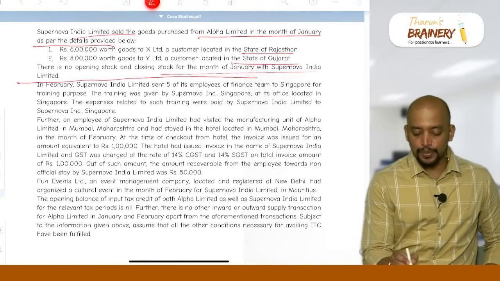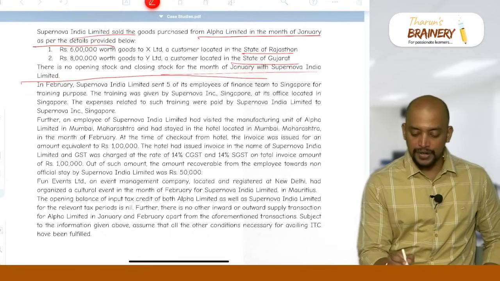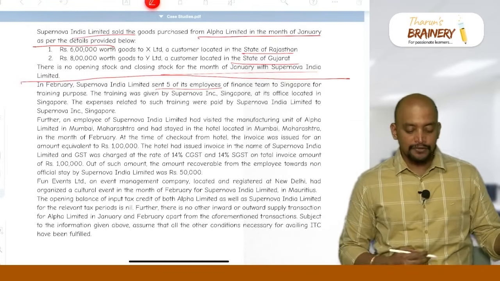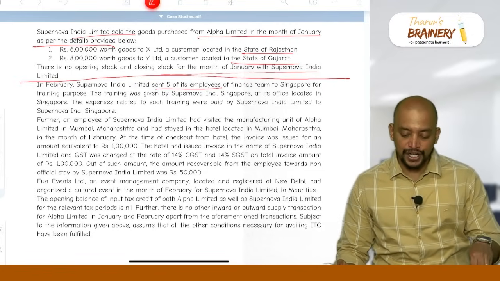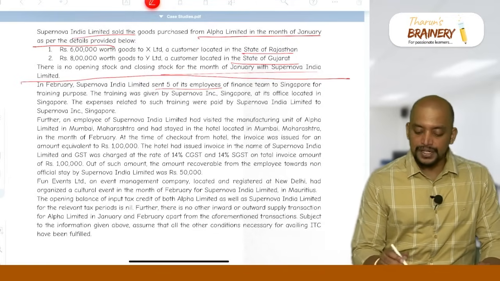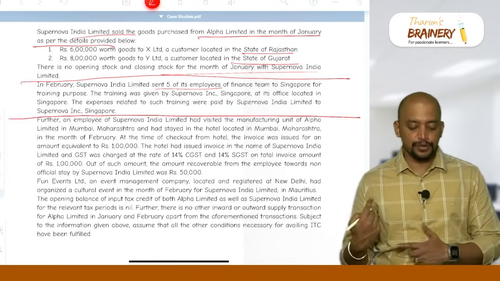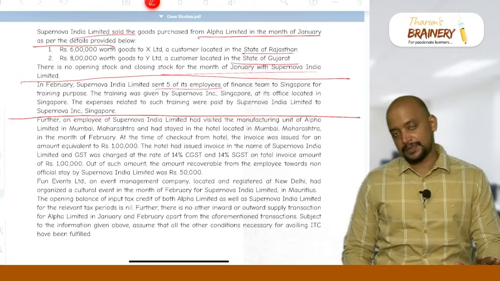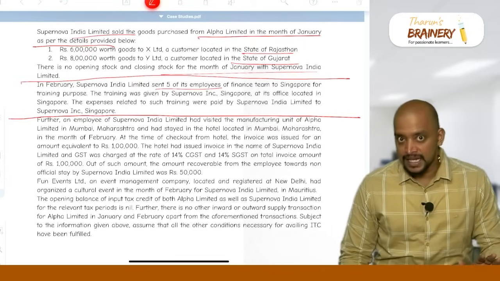In February, Supernova India Limited sent 5 of its employees of the finance team to Singapore for training purpose. The training was given by Supernova Incorporation Singapore at its office located in Singapore. The expenses related to such training were paid by Supernova India Limited to Supernova Incorporation Singapore. Now, this is a training and performance appraisal service. For training and performance appraisal services, whether it is section 12 or 13, we need to see. So it is section 13.